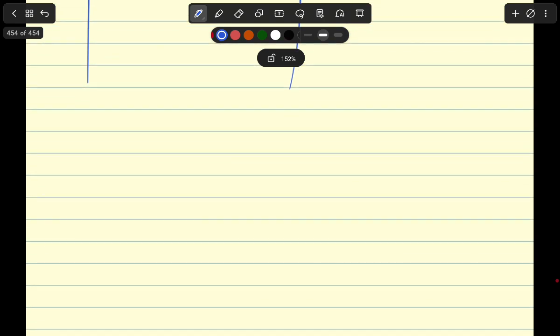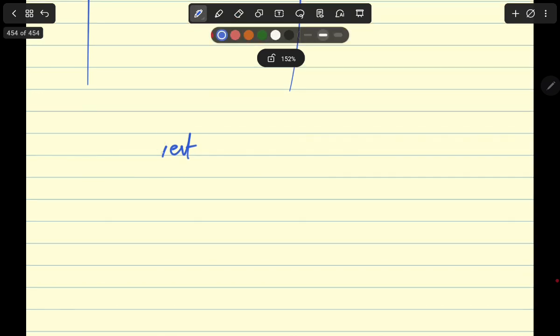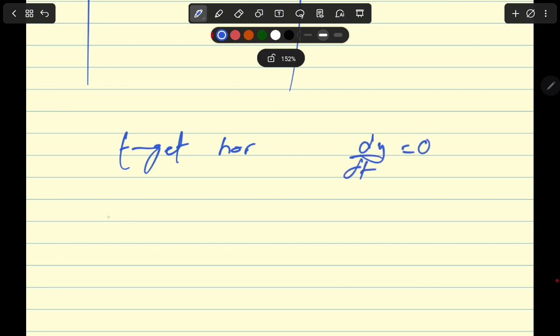So whenever the tangent is horizontal, dy by dt is 0. Whenever the tangent is vertical or parallel to the y-axis, then dx by dt is 0, right? This one observation appears repeatedly in Cambridge.